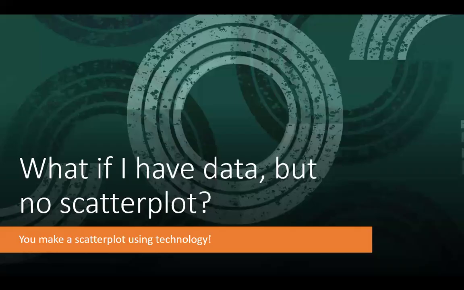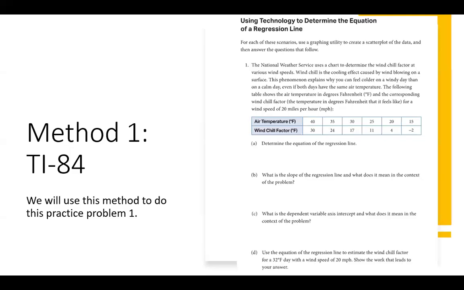So what if I have data but no scatter plot? What do I do? I make one, right? I make a scatter plot, which is what you did when you were doing your discovery activity. So we're going to go over how to do that.